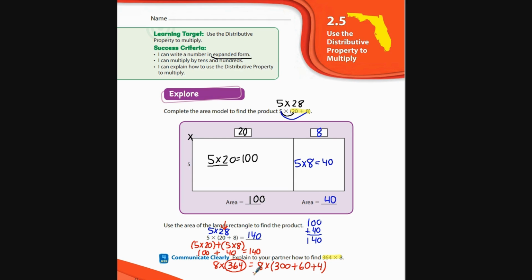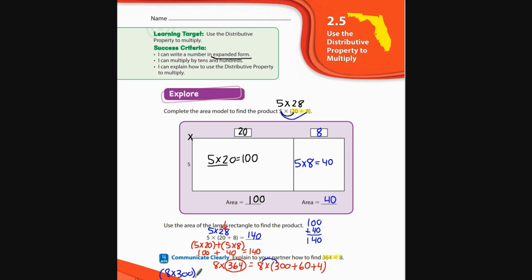I'm almost done, but not quite. Second step, I'm going to multiply first. Let's do it over here. I'll do it in another color so we can see it better. So I'm going to take this, and the first thing I'm going to multiply is 8 times 300.